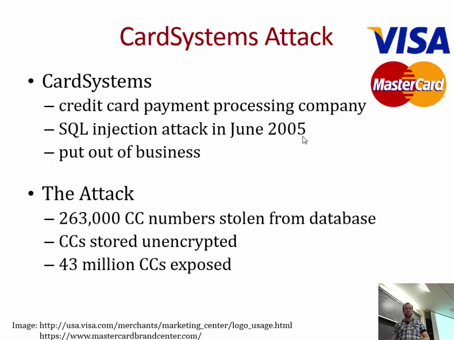Here's a little thing called Card Systems. This is a company that was kind of the back-end for a variety of transactions on the internet in the early days of SQL injection. And there was a SQL injection attack in late June 2005 that stole 260,000 credit card numbers from the database. And of course the data was unencrypted because reasons, right? This is one of the reasons why we always encrypt credit card numbers or don't store them at all, according to the standards that I know of for processing credit card information.